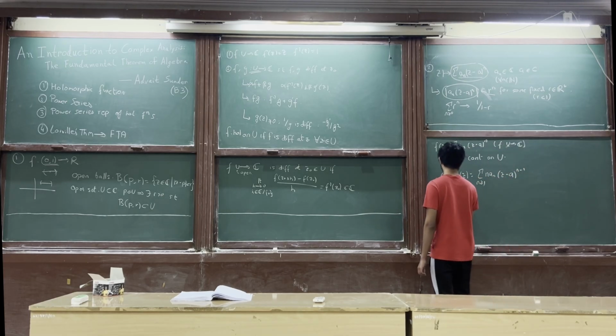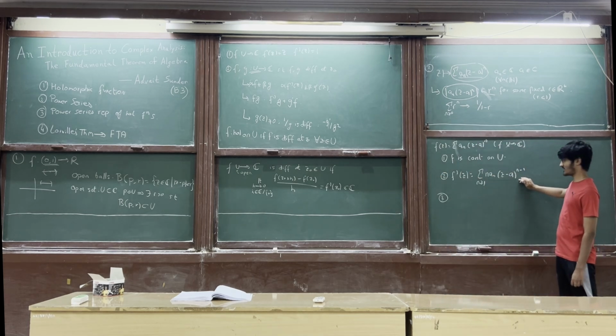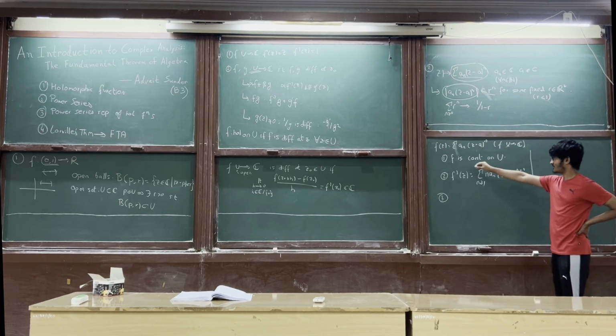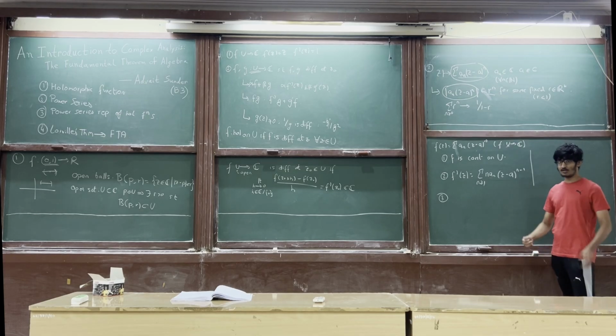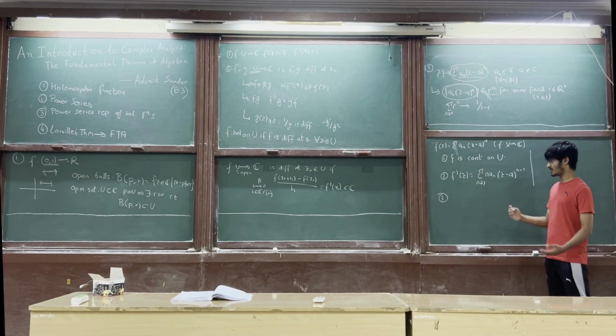Thirdly, you note that even this is differentiable if it is well defined, and this is an important claim, that wherever f converges, f prime will also converge. Inductively, we can say that wherever f converges, the nth derivative of f will also converge.